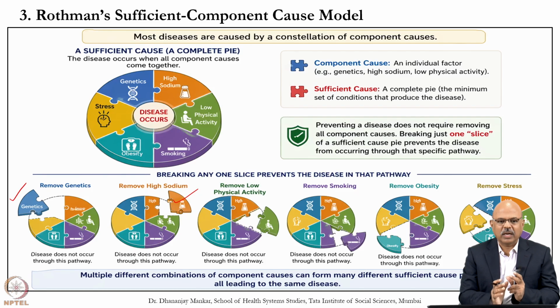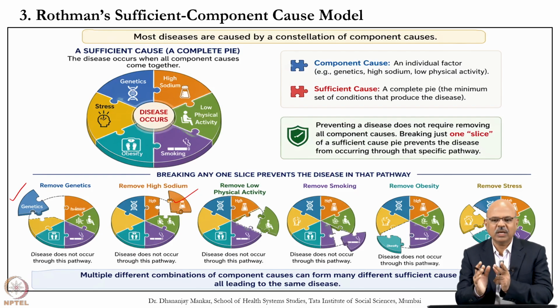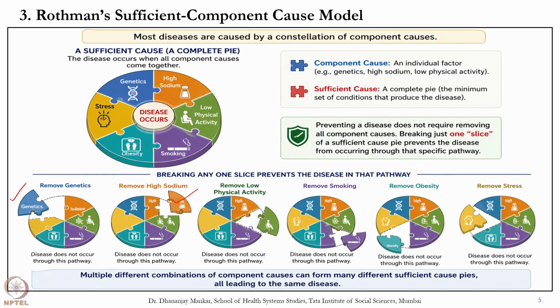So you may say that if you try to remove high sodium and concentrate towards low sodium, you may come across a benefit. Removing low physical activity means you have to improve the activity part, which can be very path-breaking. Also removing smoking, obesity and stress. So multiple different combinations of component causes can form many different sufficient cause pies, all leading to the same disease condition and to further complex disease conditions, which are very important to be taken into this complete pie.